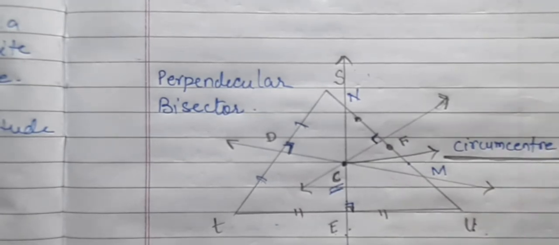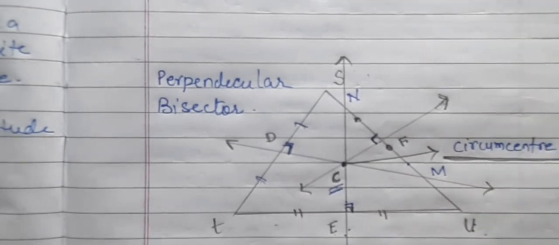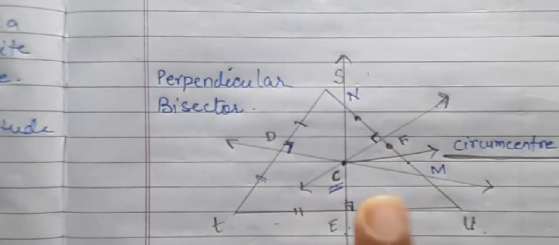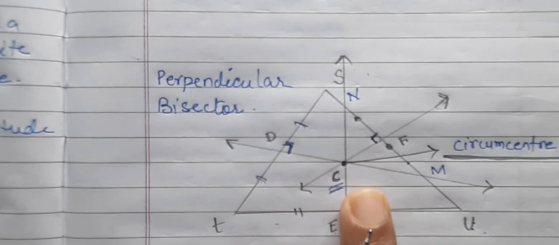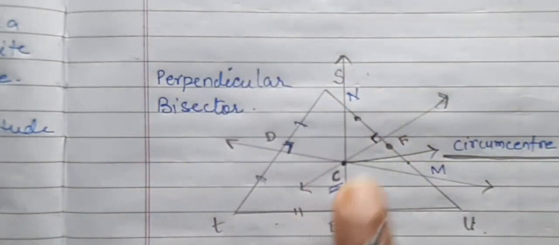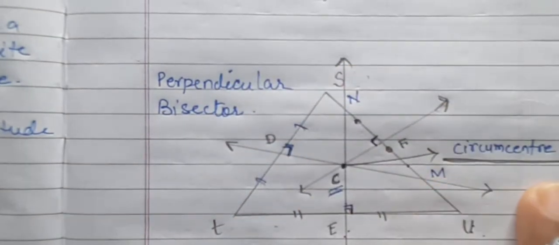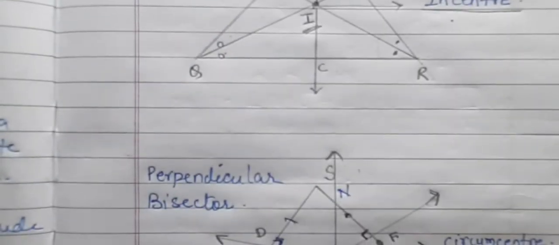Now wherever these angle bisectors or perpendicular bisectors meet, that point is known as point of concurrence. What is that known as? Point of concurrence, and these points are named by certain names, that is incenter and circumcenter.